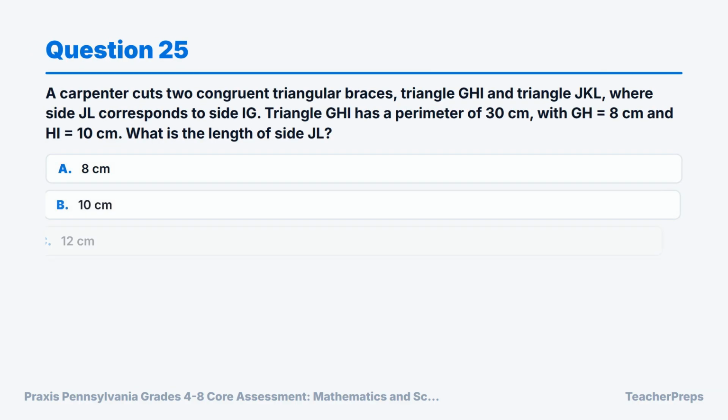Question 25. A carpenter cuts two congruent triangular braces, triangle GHI and triangle JKL, where side JL corresponds to side IG. Triangle GHI has a perimeter of 30 centimeters, with GH equals 8 centimeters and HI equals 10 centimeters. What is the length of side JL? Pause the video and select the best answer.